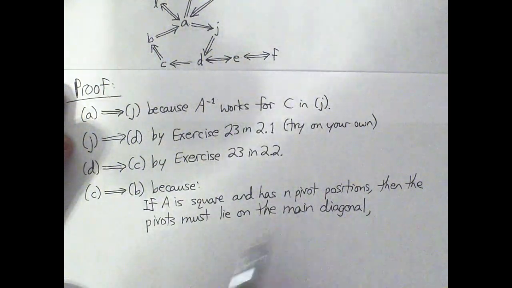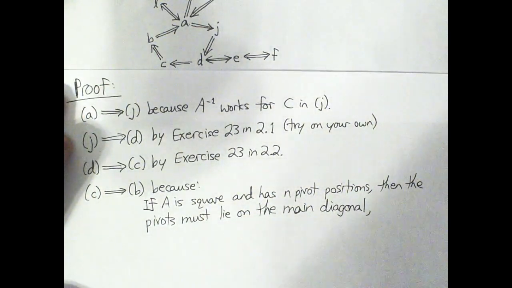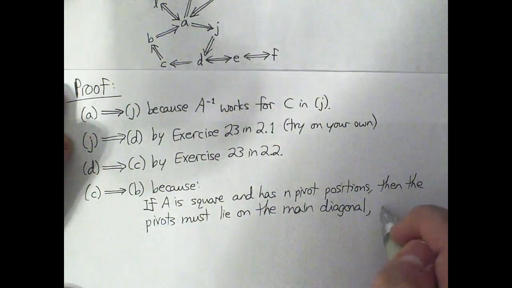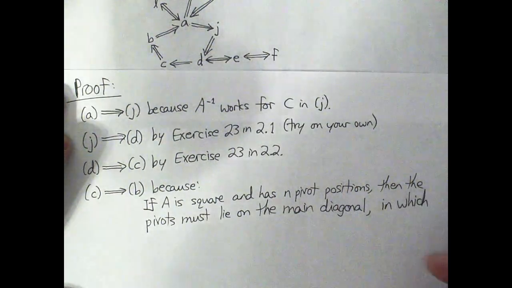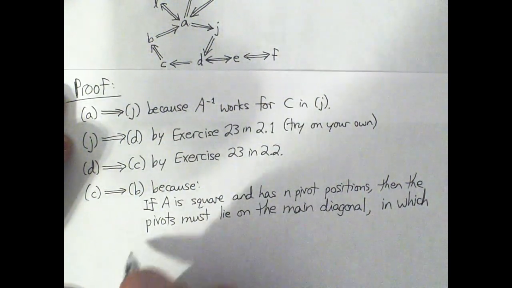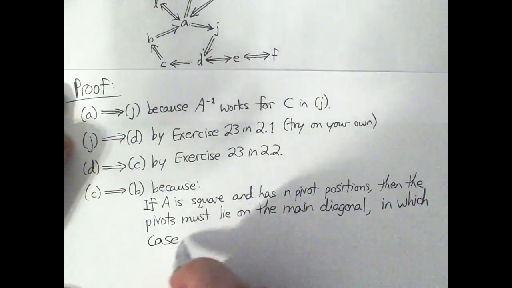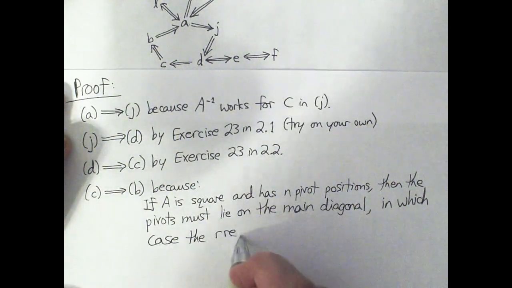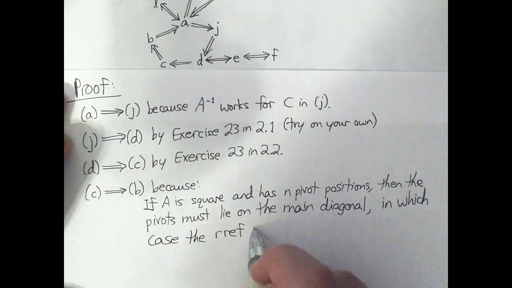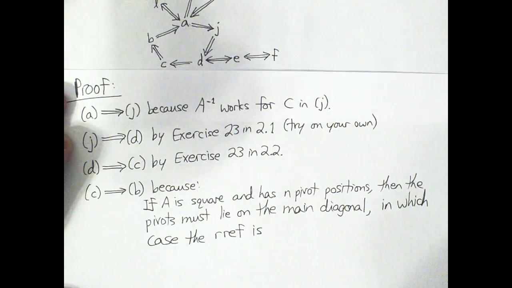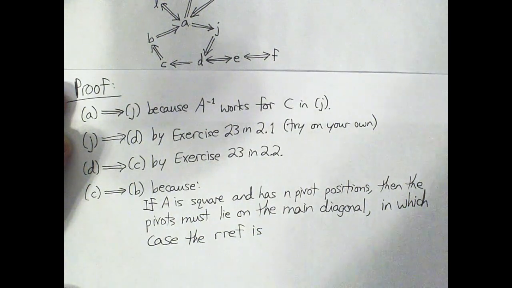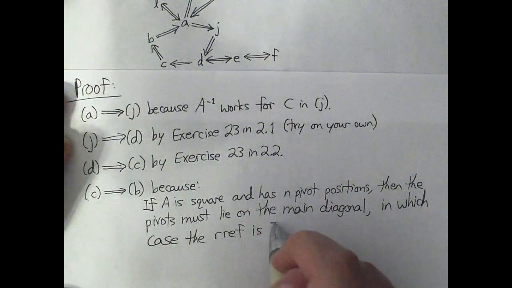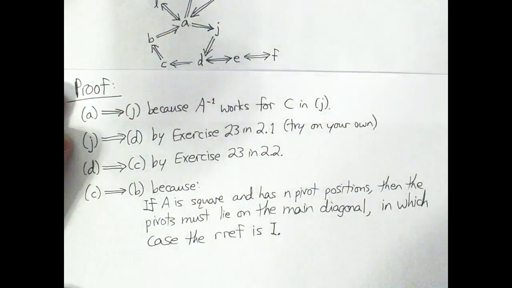If the pivots are on the main diagonal, then what is the reduced row echelon form going to look like? Remember, every matrix has a reduced row echelon form. I'm going to say in which case the reduced row echelon form is, we know where the pivots are. We know that when we reduce it to reduced row echelon form, the pivots will become ones. They will be the leading ones. We know everything above and below each of those ones will be zeros. It's going to be I. So that's why it's true.